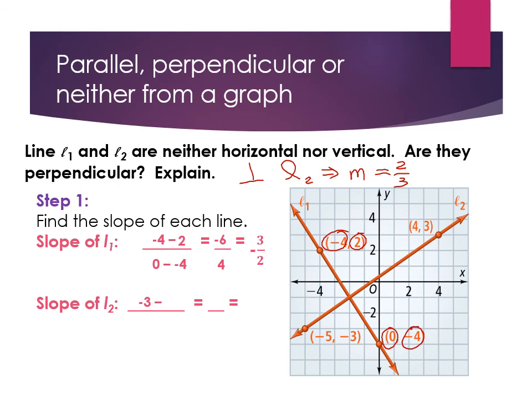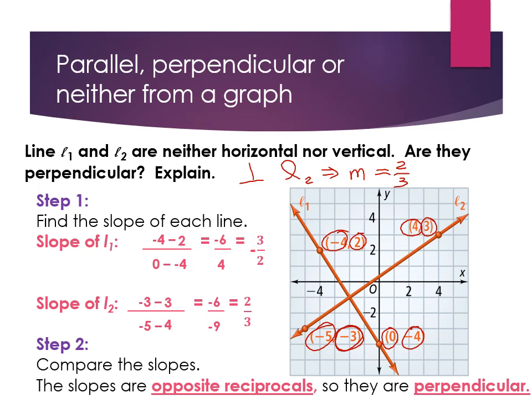So we're using these points here. So we're taking -3 minus 3 all over -5 minus 4. Again, being consistent is extremely important. If I start with this -3 right here and I'm subtracting that 3 away from it, then you have to start with this -5 in the denominator and take the 4 away from it. Okay, so we end up getting -6 on top and -9 on bottom. When we simplify that, we get 2/3. Hey, is that the opposite reciprocal? Yes, so they are perpendicular.